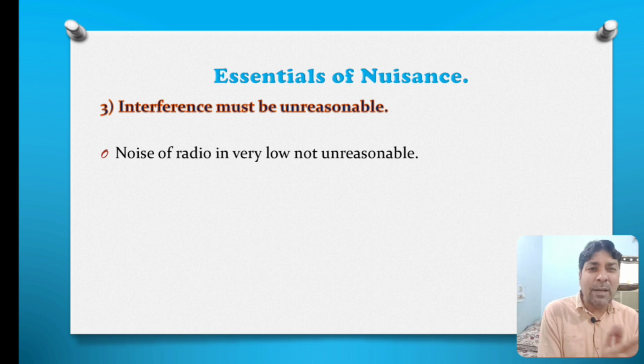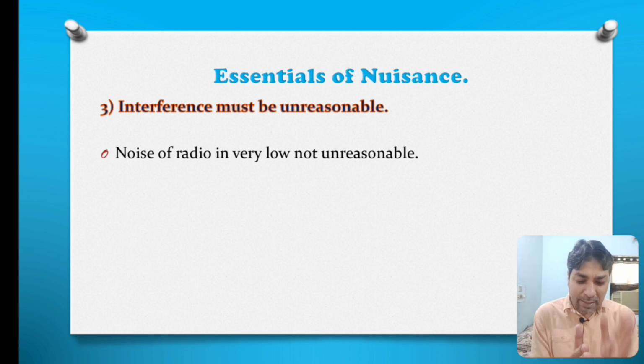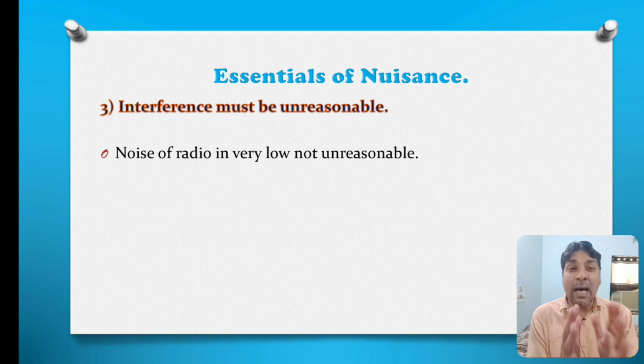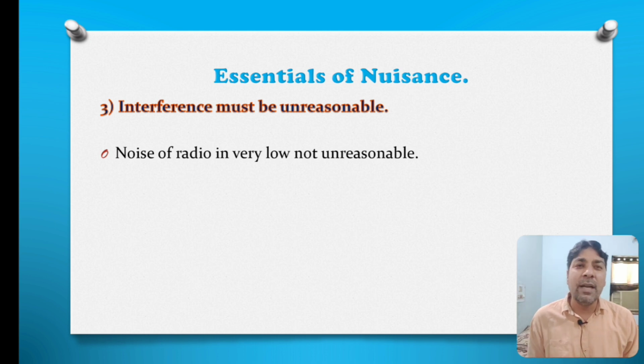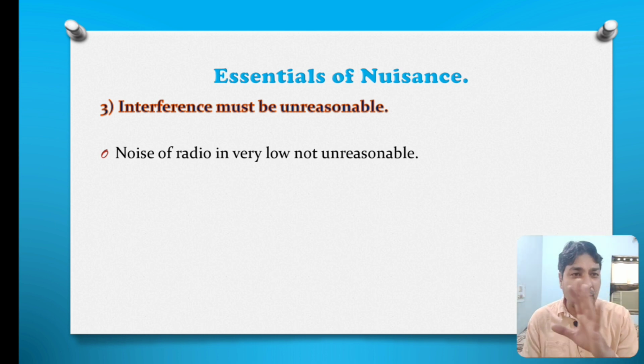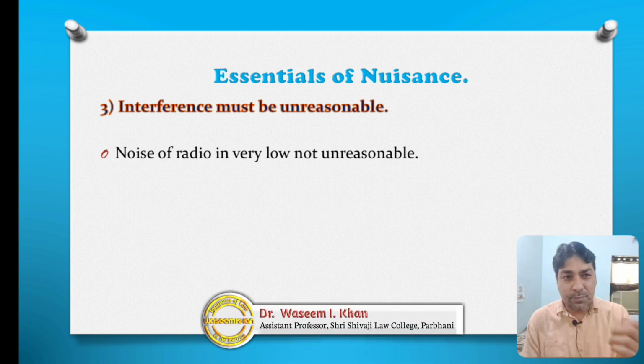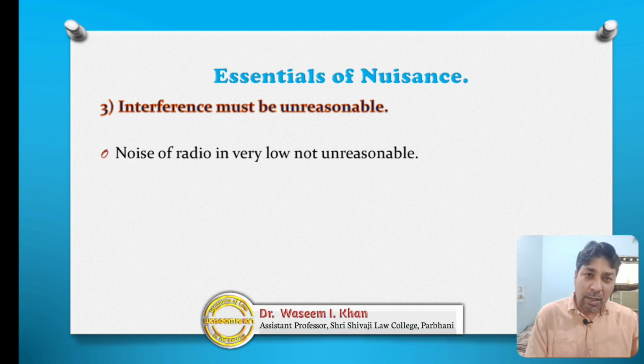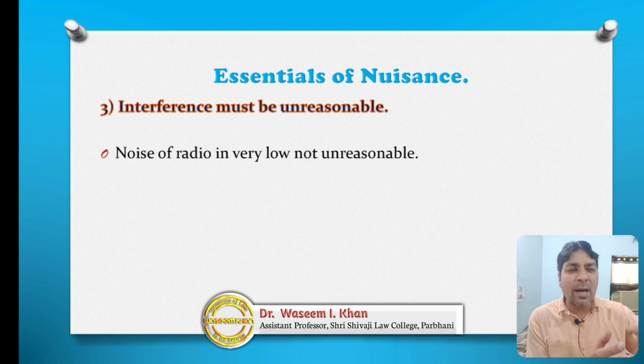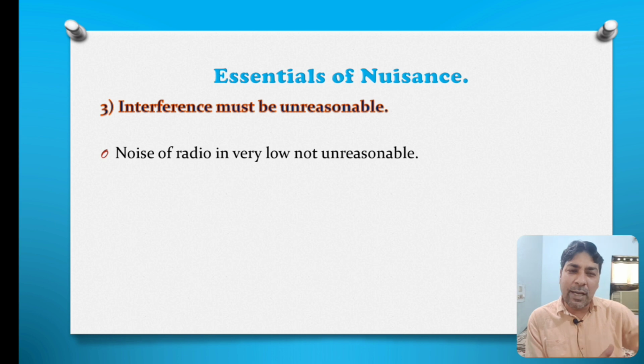So a person will be liable for the tort of nuisance only if the interference which he caused is unreasonable, otherwise not. Suppose the volume of that particular song is very high, it is unreasonable, and if it is very low, it is reasonable. This is an example of unreasonable and reasonable interference.